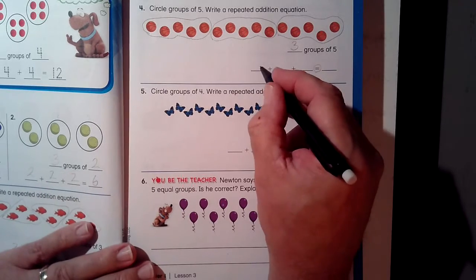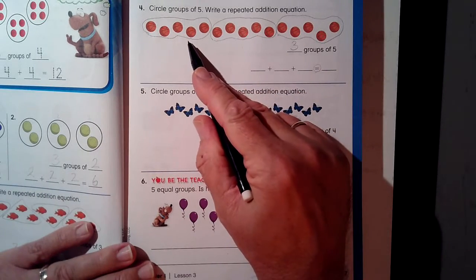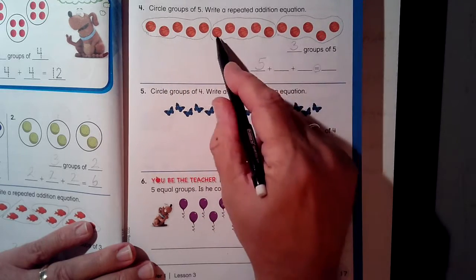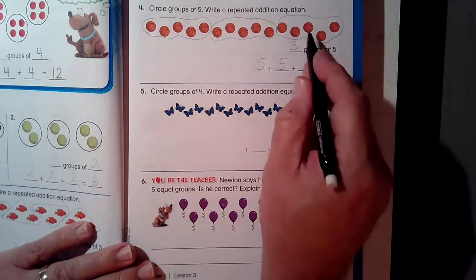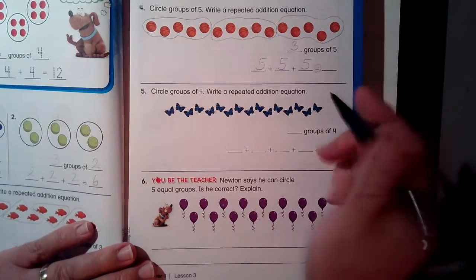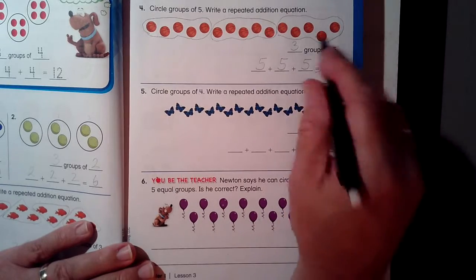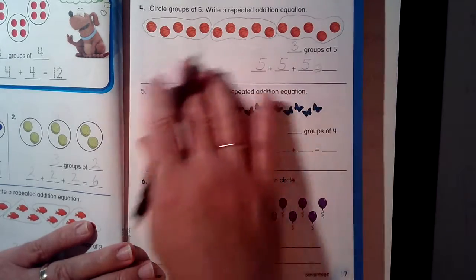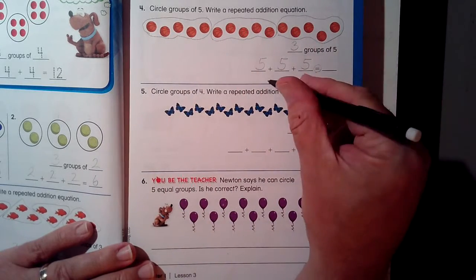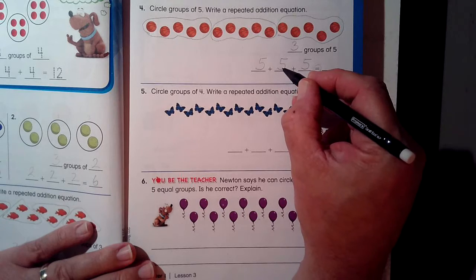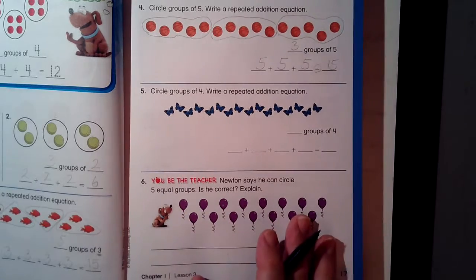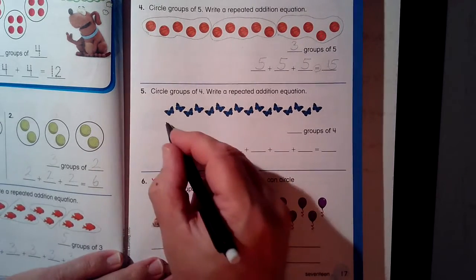3 groups of 5. And how do I write this as a repeated addition sentence? There are 5 here, plus 5 here, plus 5 here. This is the same thing we've been working on with arrays in the classroom, boys and girls. This is just different ways of writing it. So this is not an array, but we do have repeated addition. 5 plus 5 is 10, plus 5 more is 15. Excellent job.